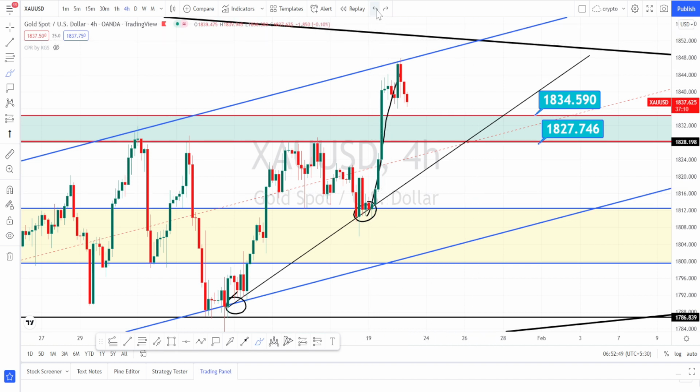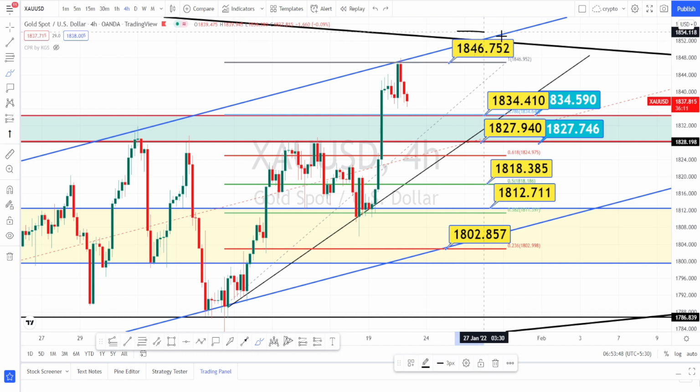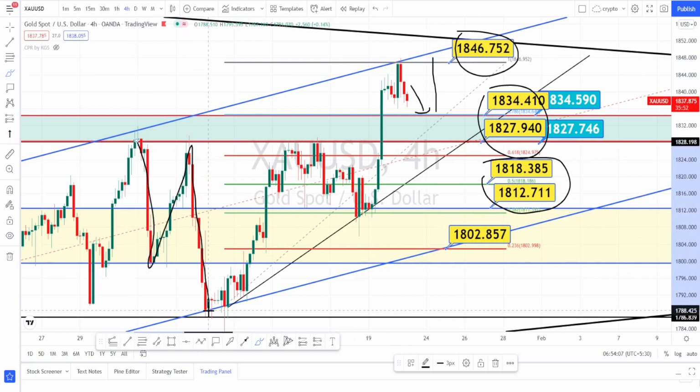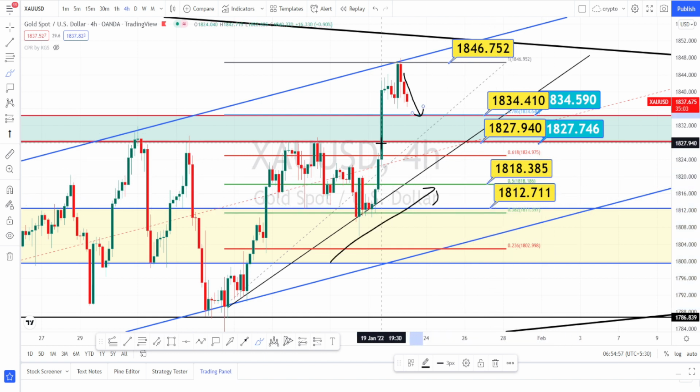Let us mark the support and resistance levels for 4 hours time frame. The values marked in the yellow color are the support and resistance levels in 4 hours time frame. Currently price action is in a retracement. I am expecting it to take support on this support level of 1834, then bounce back, form a similar pattern like this, form a double top pattern, then a final retracement to this support level of 1812. Let us do the analysis in hourly time frame.